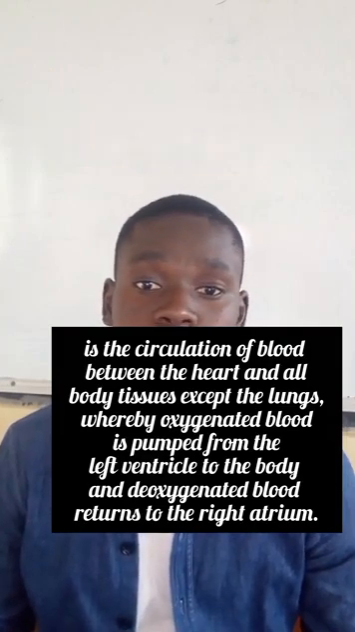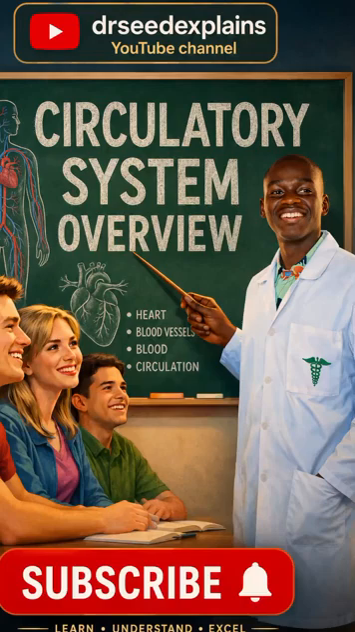In our last class, we discussed systemic circulation, which has to do with blood flowing from the heart to all the cells of the body, right? A video on the circulatory system as a whole. So we are going to do a brief one here. So yes, where do we start from?